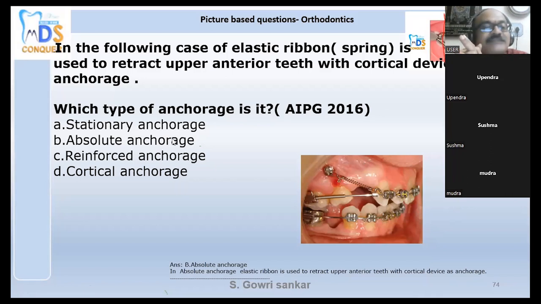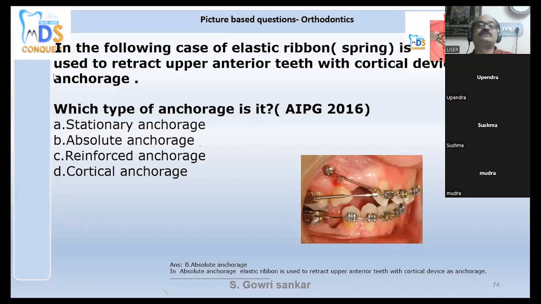All TADs are stationary anchorage. That means they are the anchor units. They remain stationary. If at all permitted, they could be moving. But if we have to choose between two things, it is absolute anchorage. That means not a single millimeter of movement occurs in the TADs. That is why it is called absolute anchorage. So no doubt it is stationary anchorage.